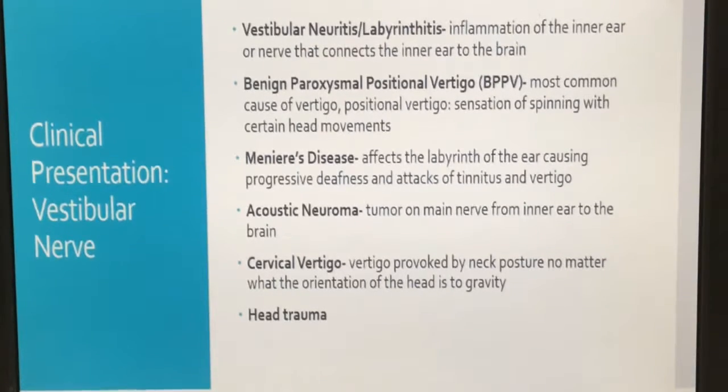The next one is benign paroxysmal positional vertigo, also called BPPV. It is the most common cause of vertigo. Positional vertigo is a sensation of spinning with certain head movements. The chief complaint is sudden onset of vertigo when the head is moved, and commonly reported positional changes include rolling over in bed or bending over.